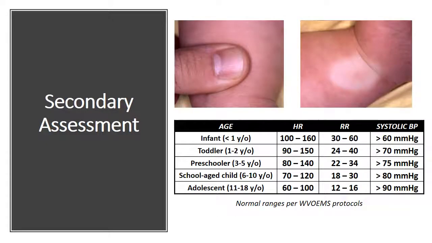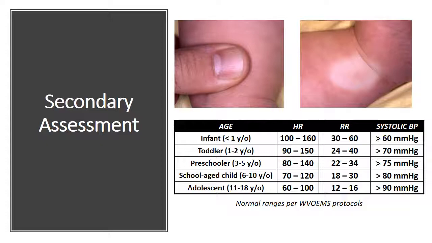Then going on into your secondary assessment. So this little range here is straight out of the West Virginia protocols of what normal vital signs should be on kids. As you get older, your heart rate slows down a little bit, your respiratory rate slows down a little bit, but your blood pressure increases. In most research, blood pressures for kids under the age of 3 aren't that reliable. So we're using blood pressures to assess perfusion, but that's not always the best evaluation.